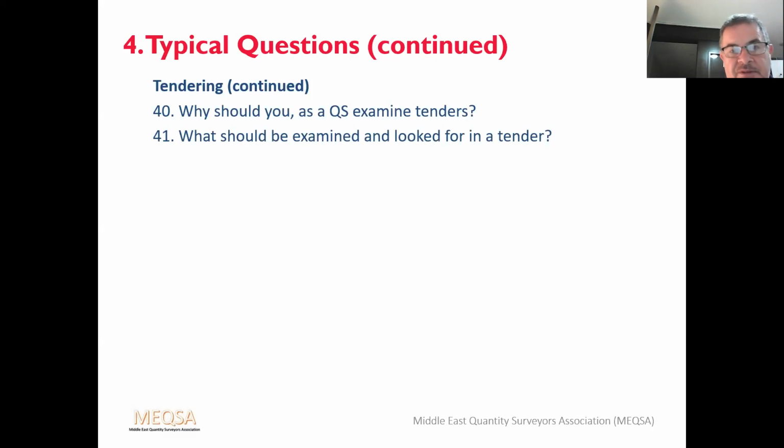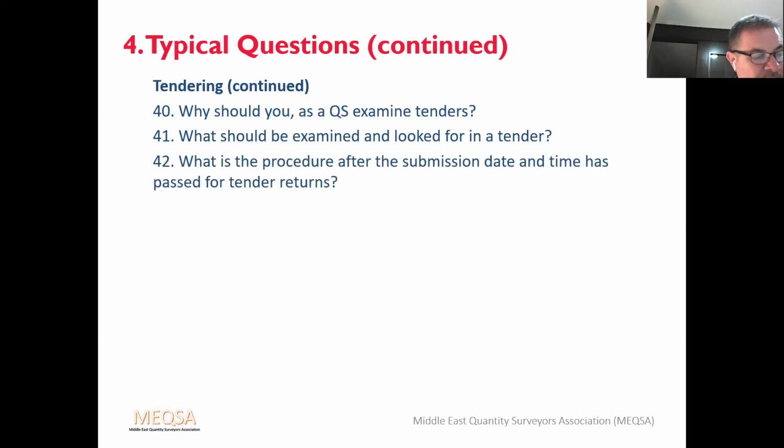What should be examined and looked for in a tender? Well, you should be looking for arithmetical errors. You should be looking for pricing errors, such as an item that is not priced, or the same item at different prices in different sections. You want to check the pricing methods, whether it's front loading or back loading, or if there are qualifications to the tender.